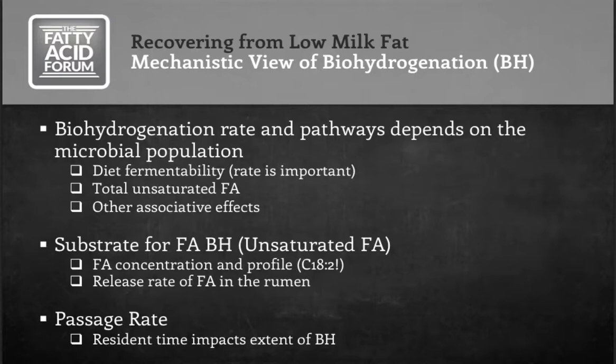So we are really interested in which pathway is being used and what's the capacity of each of the pathways. To take a mechanistic view of biohydrogenation, the rate and the pathway depends a lot on the microbial population. We're learning a lot more about the different microbial populations in the rumen, and we'll hopefully learn quite a bit more on which populations are really important to the specific pathways and the rates of those pathways. But what we know is that the selection of those populations is highly dependent on diet fermentability, total unsaturated fatty acid concentration in the diet, and many other associative effects.